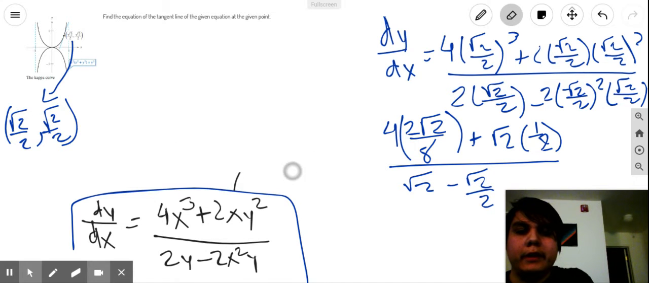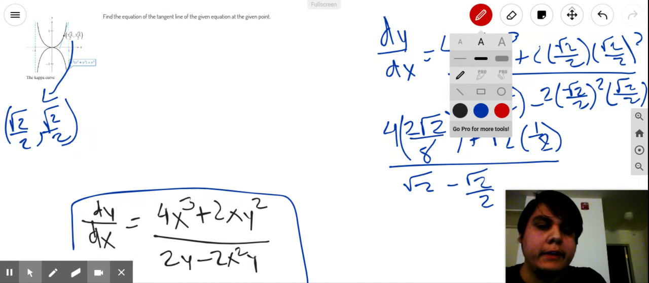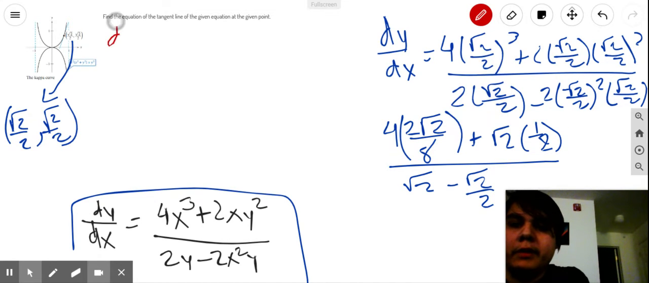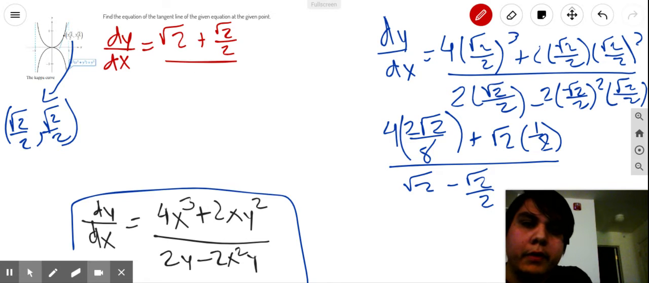All right, getting there. Cool. So let's change the color up to red. So we know that dy/dx should equal square root of 2 plus square root of 2 over 2, over square root of 2 minus square root of 2 over 2.